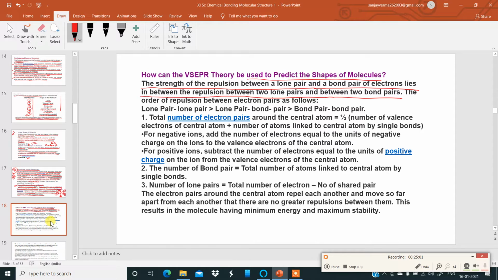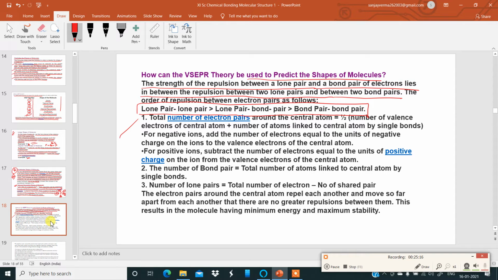Okay, so based on this, try to remember this repulsion order: lone pair-lone pair is greater than lone pair-bond pair, which is greater than bond pair-bond pair. Okay. Now, here, point number one.